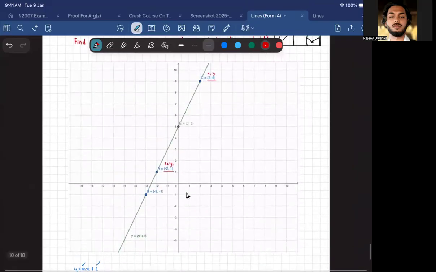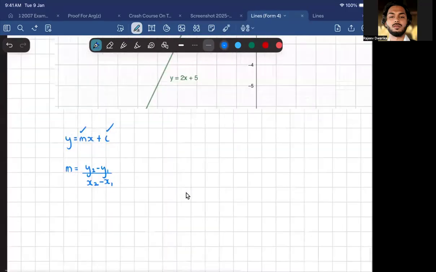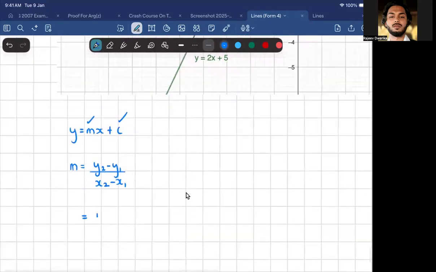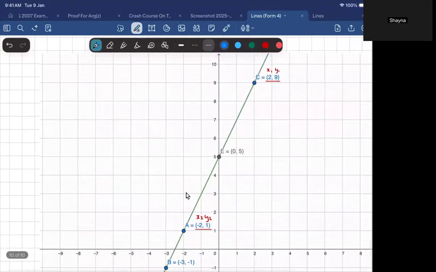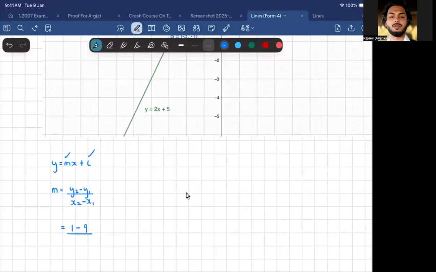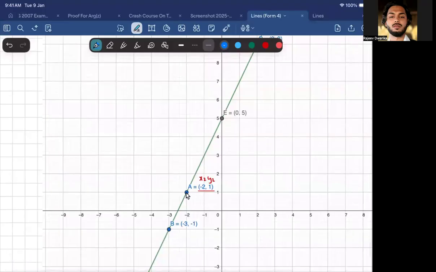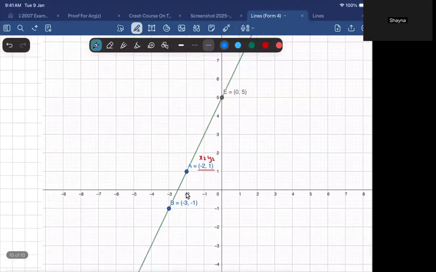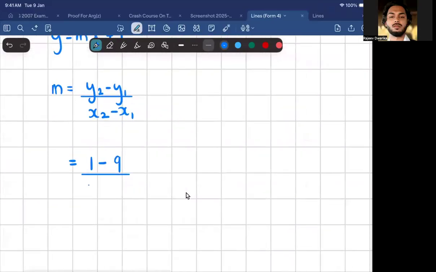So our y2 value is 1. So it's going to be equal to 1 minus what? What is my y1 value? 9. Right? So 1 minus 9 all over x2 minus x1. What is x2? X2 is minus 2. Right? And x1 is 2. So that's going to be minus 2 minus 2.